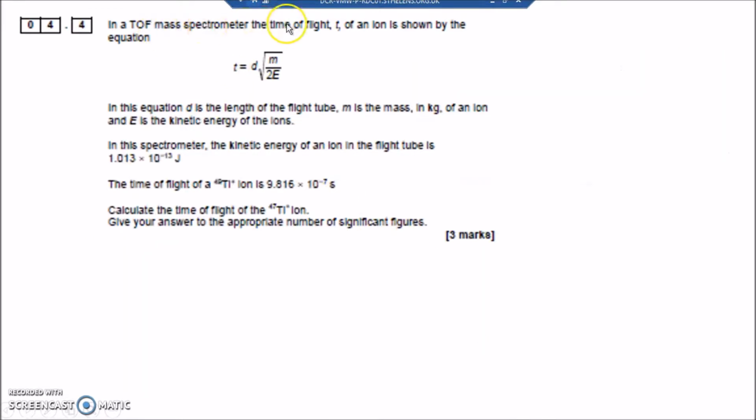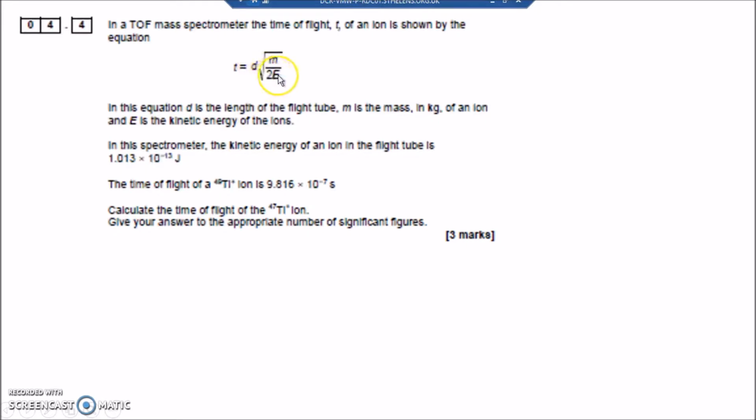In a time-of-flight mass spectrometer, the time-of-flight t is given by this equation, where d is the length of the flight tube, m is the mass of the particle in kilograms going down the tube, and E is the kinetic energy of the ions. So the things that aren't going to change: the length of the tube is not going to change, so d is going to stay the same, and E, the kinetic energy of the ions put into the tube, is always the same, irrespective of what kind of ion you put in there. So E is going to stay the same, so 2 lots of E are going to stay the same.